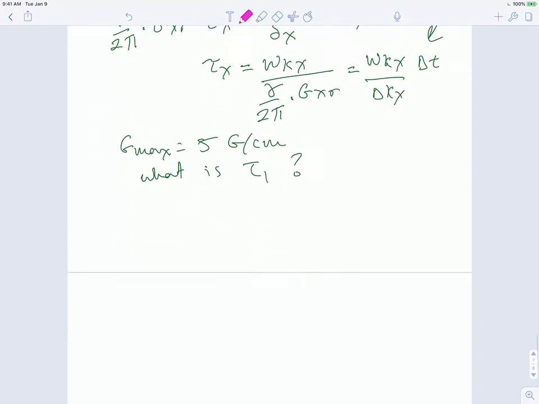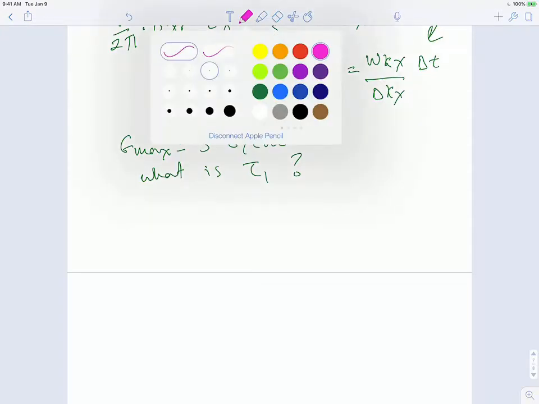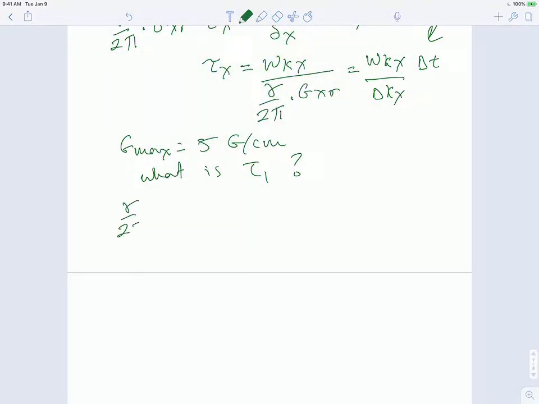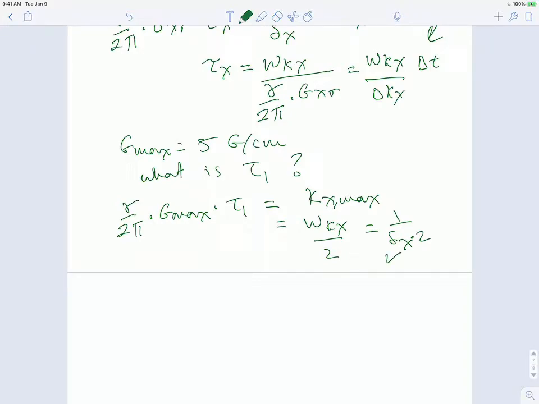So this gradient area, gamma over 2 pi times Gmax times tau sub 1, has to get you to kx max. Right, that's its job, is to drive you out there. That's just equal to wkx over 2, which is just 1 over delta x over 2. Okay? And so therefore, you're given the resolution, you're given the Gmax, so you can solve for the tau sub 1.